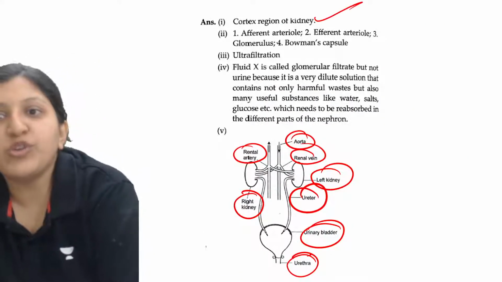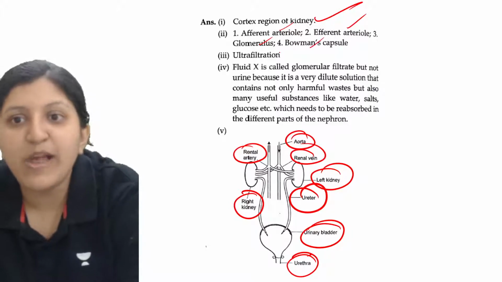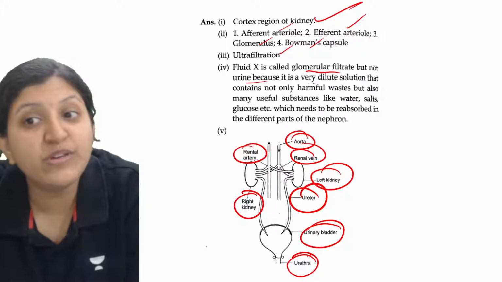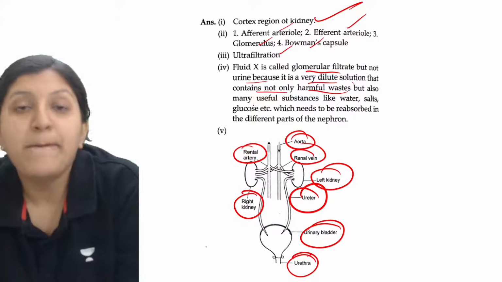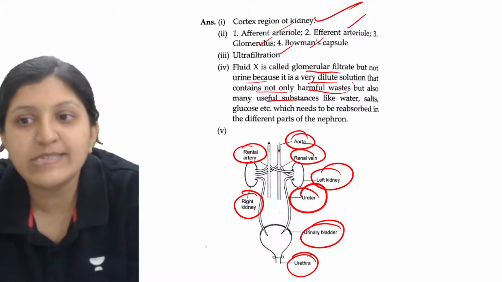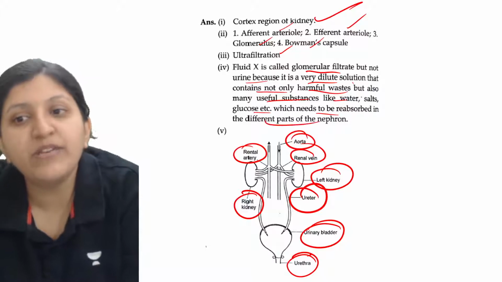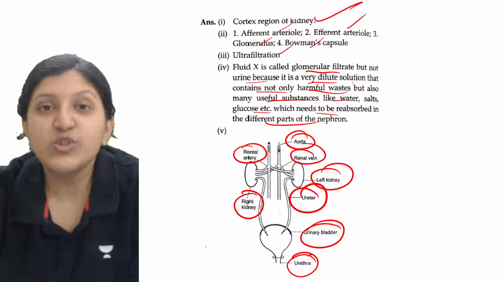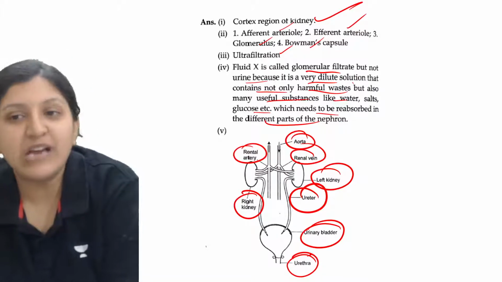So: cortex region of the kidney, afferent arteriole, glomerulus, Bowman's capsule, ultrafiltration. Fluid X is glomerular filtrate but not urine, because it is a very dilute solution that contains not only harmful waste but also many useful substances like water, salts, glucose, etc., which need to be reabsorbed in different parts of the nephron. So there is no reabsorption done yet. Once the reabsorption is done and after the tubular secretion, we can call it urine.